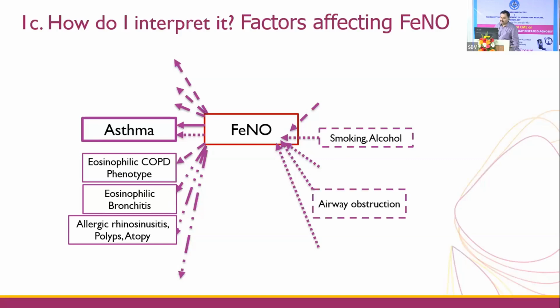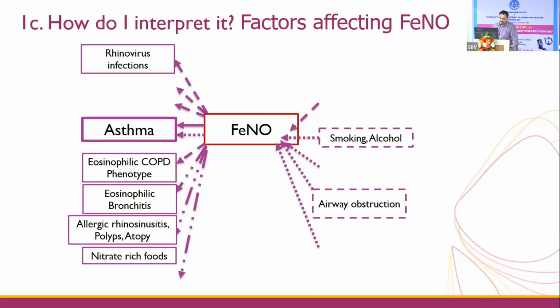FeNO is also negatively affected by smoking and alcohol. Smoking in the last 24 hours will suppress the FeNO level. Airway obstruction will also lower FeNO because it is dependent on the air coming out of the lungs. So if there is a lot of heterogeneity and the flow is not very good, or say during an acute episode of asthma, during a mild exacerbation, you might get a low FeNO.